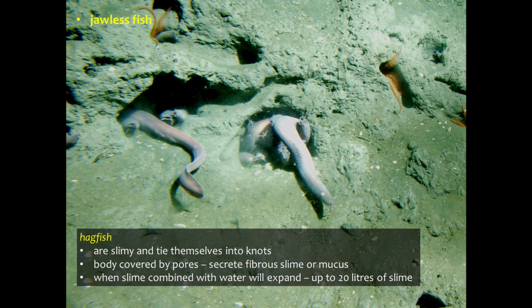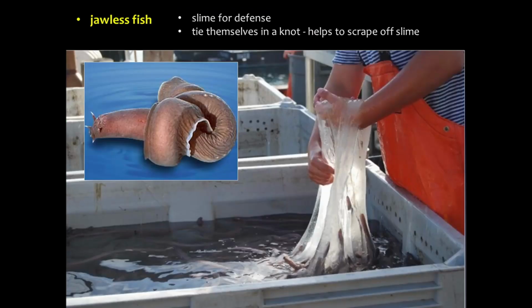So they can produce a tremendous amount of slime. And then it's thought that they tie themselves into knots, as one hypothesis, as a way to clean the slime off of their body. And here we have a picture of the slime that they produce.